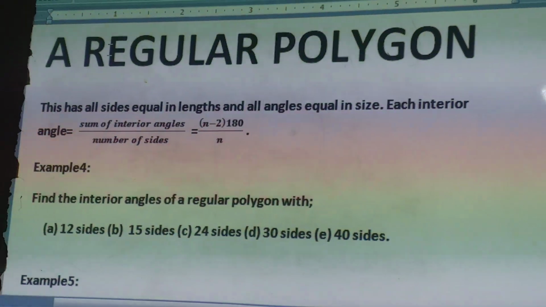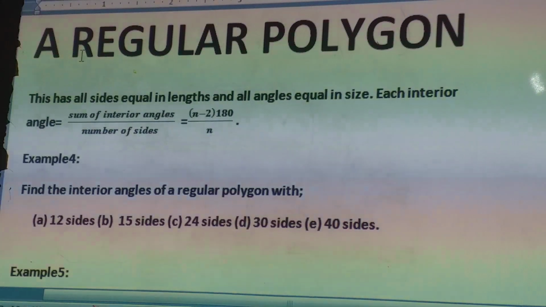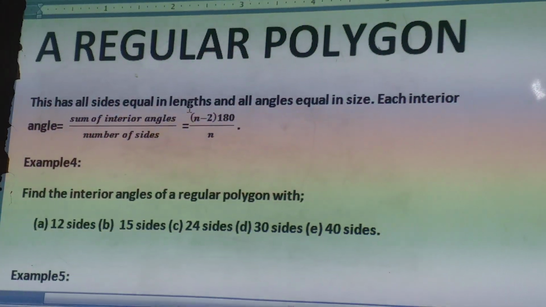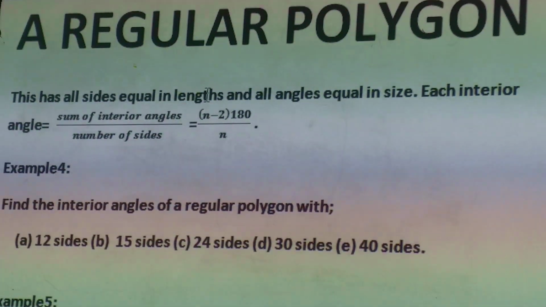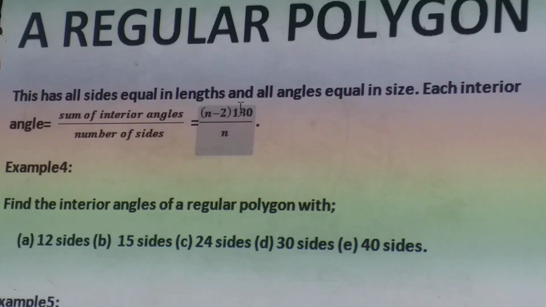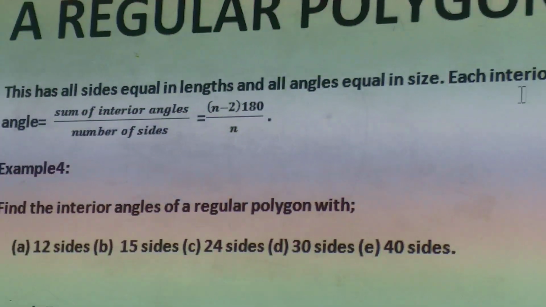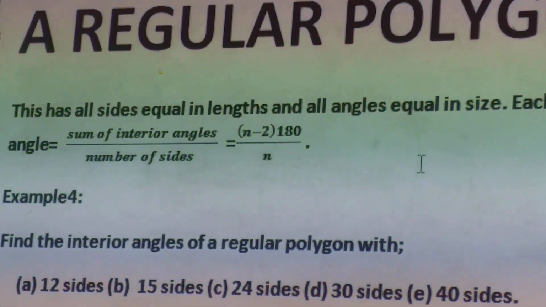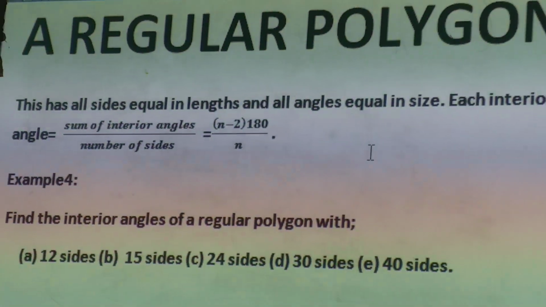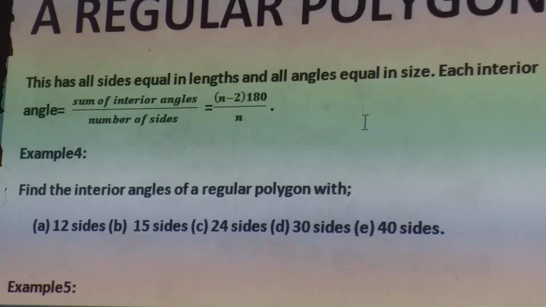Last lesson we talked about polygons in general. Today we want to consider a regular polygon. Starting with the definition for a regular polygon: all sides are equal in length and all angles are equal in size. Each interior angle can be calculated in this case, because if all angles are equal in size, it means we can calculate the size of each.